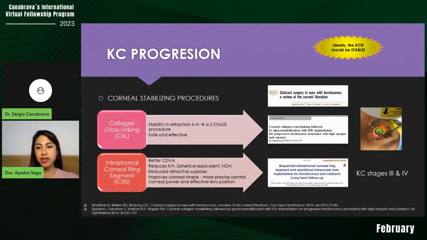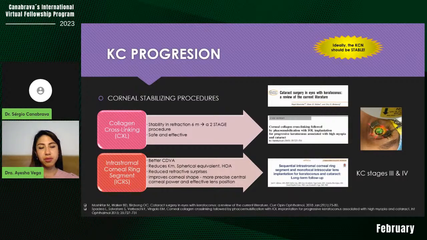Many studies have recommended a two-stage procedure, starting with cross-linking and, 6 months after the cross-linking, doing the phaco surgery or the cataract surgery. It is a very safe and effective procedure, especially when we have patients with keratoconus that are probably still progressing.